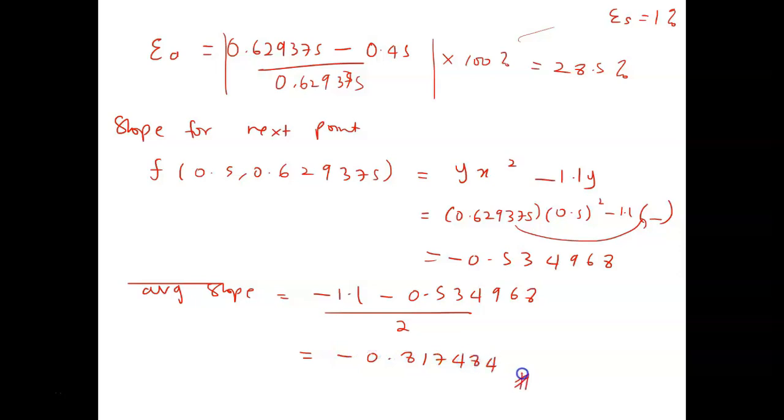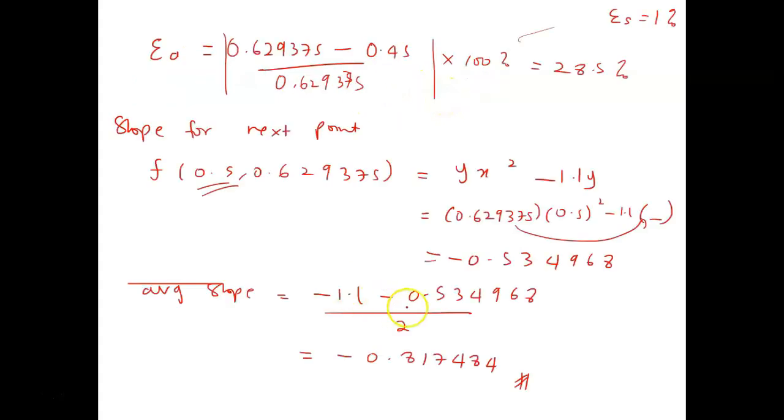The solution for this question is very long because it involves iteration. You need to keep on iterating the corrector until your EA is less than ES, then only you can move on to the next point, which is the next x. And now we are still at x equals 0.5, trying to find the best answer for the corresponding y when x equals 0.5.